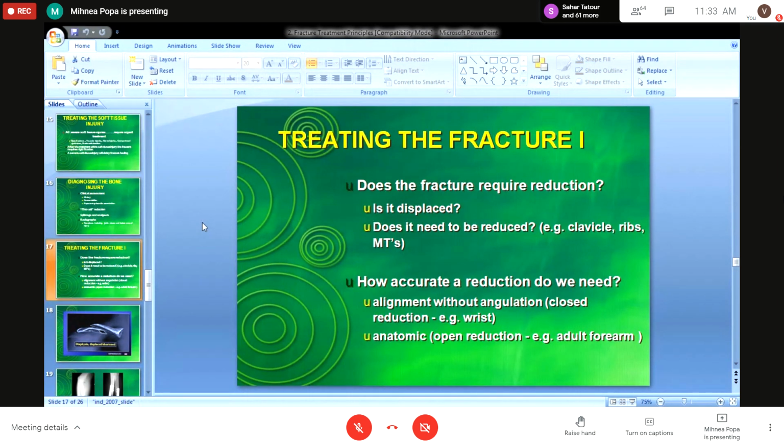After we see the fracture, we have to ask two questions. Does the fracture require reduction? Some fractures need it, some don't. Some fractures are stable and some are unstable.